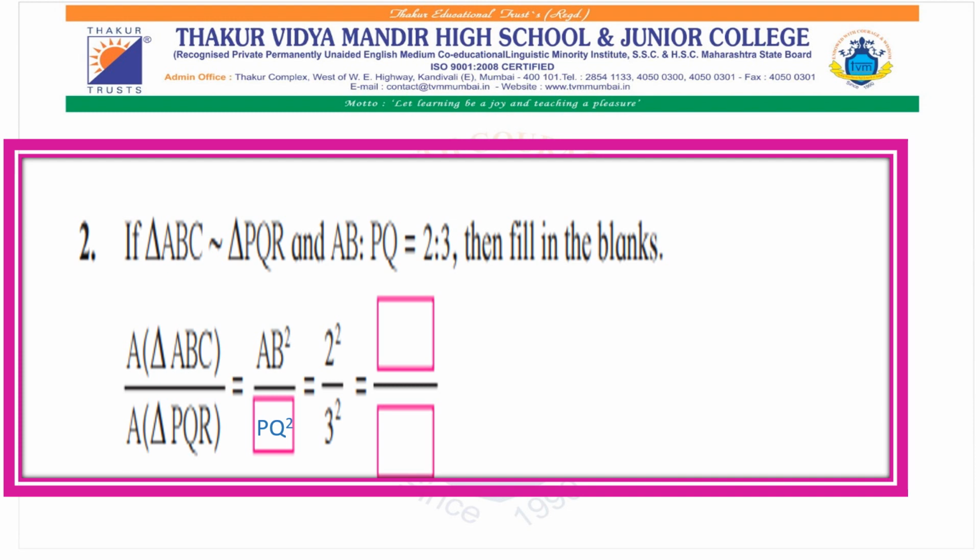Now we'll just substitute the values of AB upon PQ, which is 2/3. So it is 2 square upon 3 square, and you already know the value of 2 square, which is 4, and 3 square, which is 9, which will come in the box.